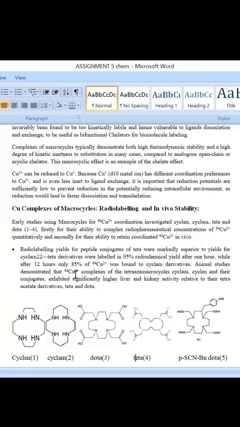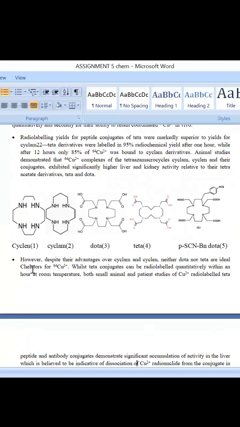Animal studies demonstrated that Cu-64 2+ complexes of the tetraaza macrocycles, cyclen, cyclam, and their conjugates exhibited significantly higher liver and kidney activities relative to their tetraacetate derivatives, TETA and DOTA. These are the structures of cyclam, cyclen 2, DOTA 3, TETA 4, and PSMBN DOTA 5. However, despite their advantage over cyclen and cyclam, neither DOTA nor TETA are ideal chelators for Cu-64 2+.